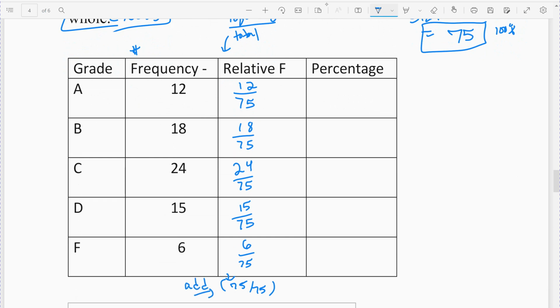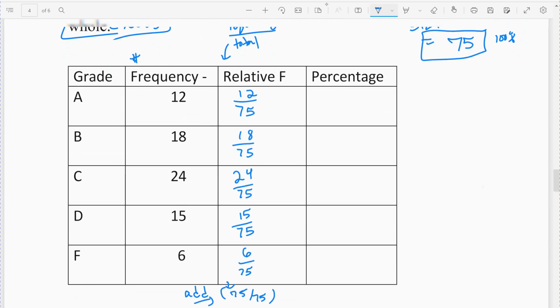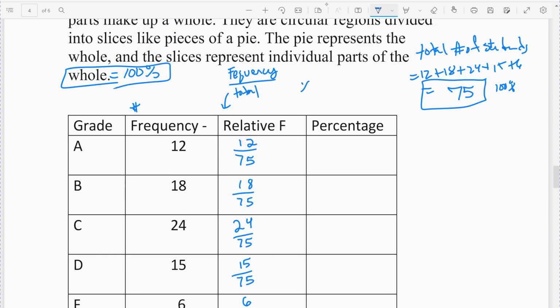Then we'll write them as a percentage. To get the percentage, you take your relative frequency, divide it out, and then multiply by 100%. So you do the fraction, you do the division, and then multiply by your 100%. That's the percent of A, the percent of B, the percent of C. And so you're going to take 12 divided by 75, which comes out to 0.16, multiplied by 100. So 16% of the students are A.